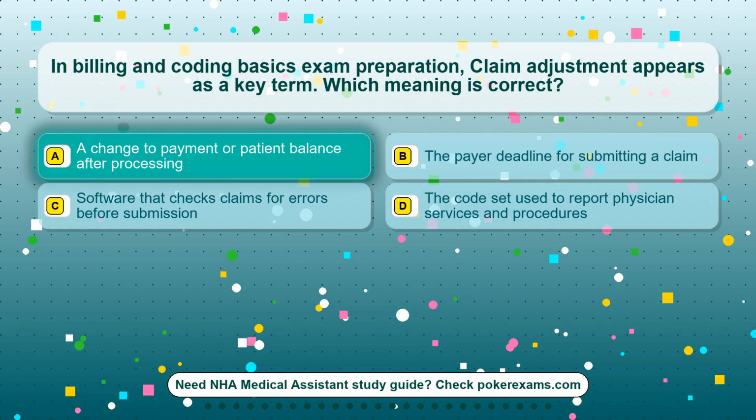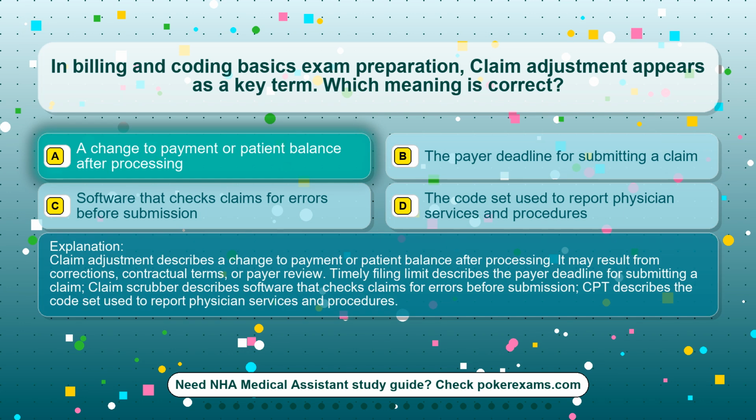The correct answer is option A. A change to payment or patient balance after processing. Claim adjustment describes a change to payment or patient balance after processing. It may result from corrections, contractual terms, or payer review. Timely filing limit describes the payer deadline for submitting a claim. Claim scrubber describes software that checks claims for errors before submission. CPT describes the code set used to report physician services and procedures.